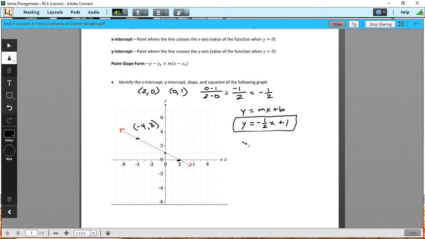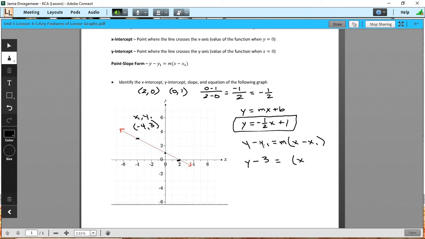To use point slope form, it's y minus y1 equals m times x minus x1. So the way that this form works, that y and that x are going to stay a part of your equation. The y1 and the x1 are going to be the x and y value from the point on the line that we know. So we said we know that this point, -4, 3, is on that line. So I'm going to take the y value from that point. So the y value is 3. It's going to be y minus 3.